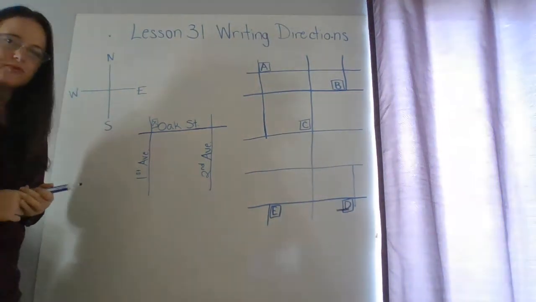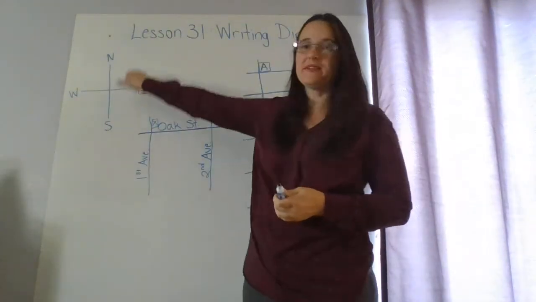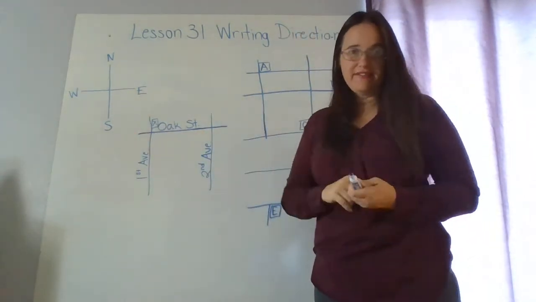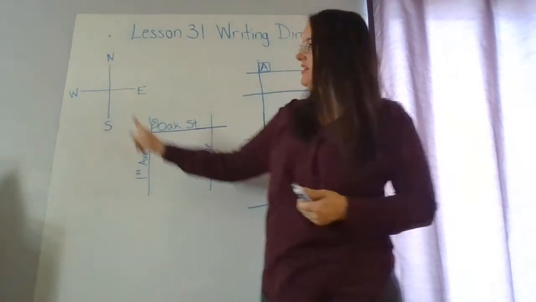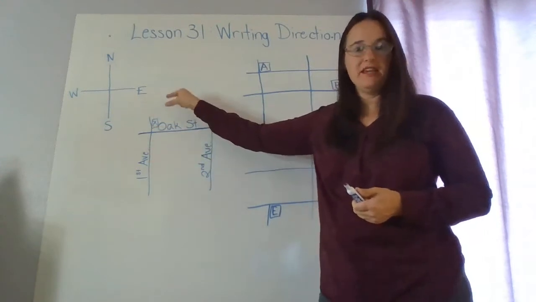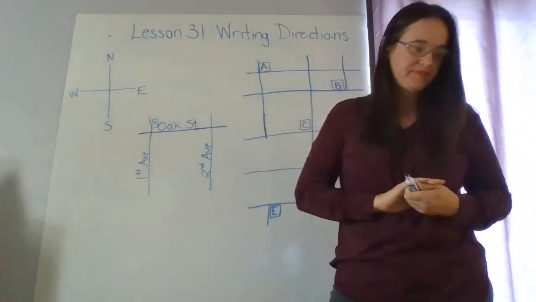So is there a better way to describe where they live? Absolutely, that's where these directions come in handy. Instead of saying the right or the left side of Oak Street, they should say the north side of Oak Street, because their house is up here north of the street that's in front of them.